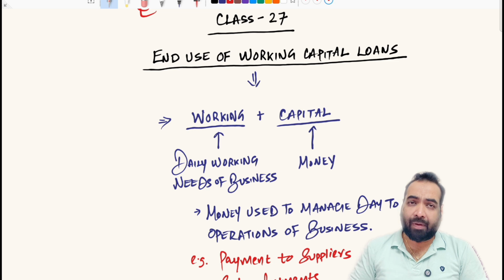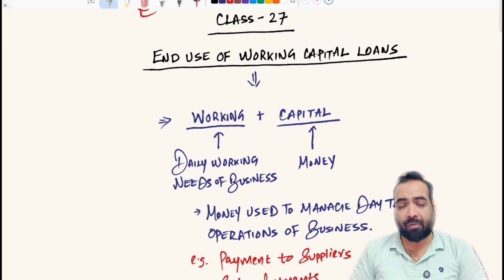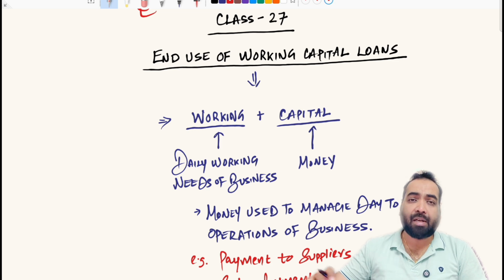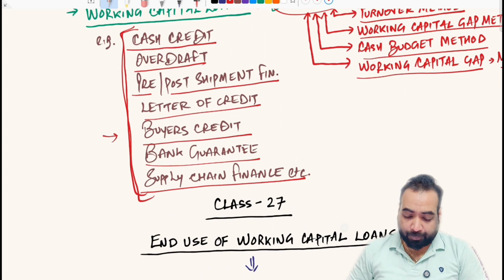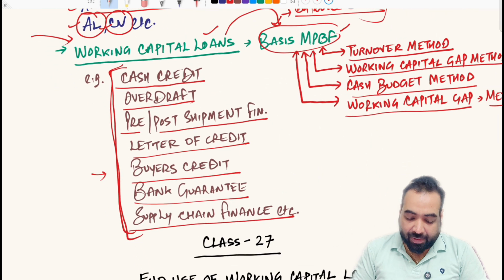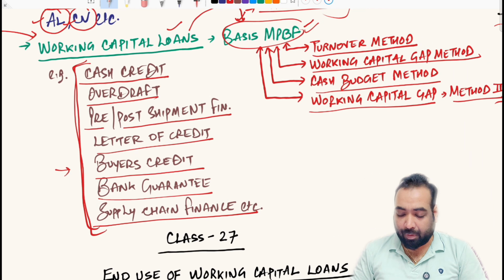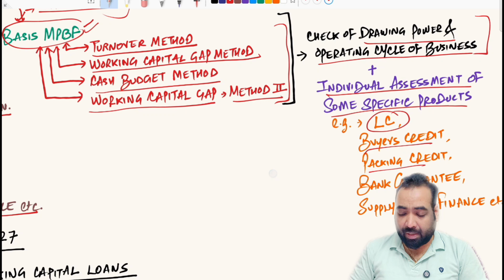So now we have to start by understanding the working capital products, why their assessment is based on the investment part, the balance sheet part. We will try to understand each and everything in minute details so that you can understand the whole concept deeply, right? In the previous video, we discussed that the working capital loans assessment are based on their MPBF, turnover method, working capital gap, etc. Then it is again limited to the drawing power and operating cycle.